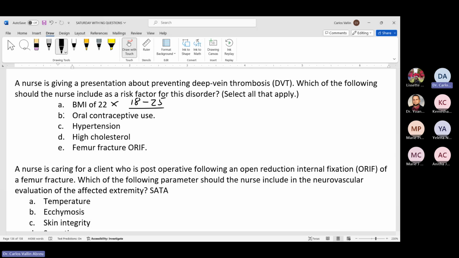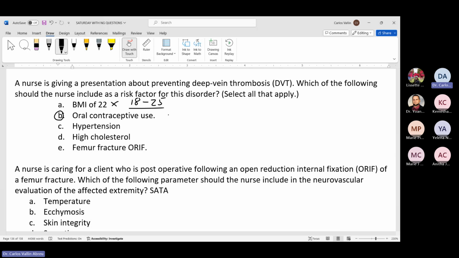Oral contraceptive use, yes. There is a light, not important, but light increment in the risk of DVT when oral contraceptives are used. The estrogen component of the contraceptive pill is the one that increases the coagulability and the risk of DVT. The progestin component of the same pill is not related with increased risk for DVT, because you need to know that contraceptive pills have a combination of estrogens and progestin, the most commonly used.